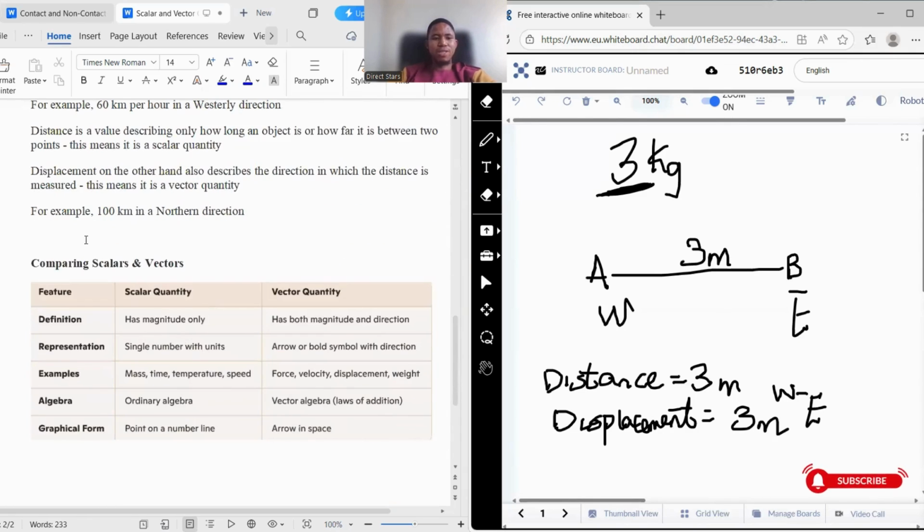So comparing scalar and vector quantities. In definition, scalar quantity has magnitude only, while vector quantity has both magnitude and direction. Representation is just a single number with unit, while vector quantity shows an arrow or bold symbol with direction. Examples of scalar quantity are mass, time, temperature, and speed, while vector quantities are force, velocity, displacement, weight, momentum. Algebra: scalar quantity is just ordinary algebra, but vector quantity shows vector algebra. While the graphical form, it points on a number line, while in a vector quantity it shows an arrow in space.